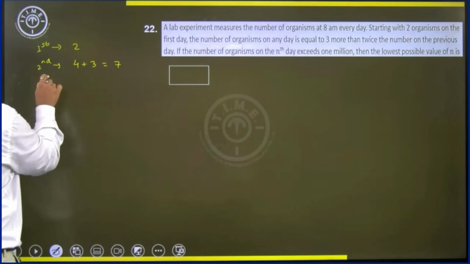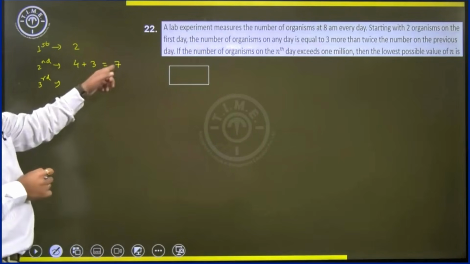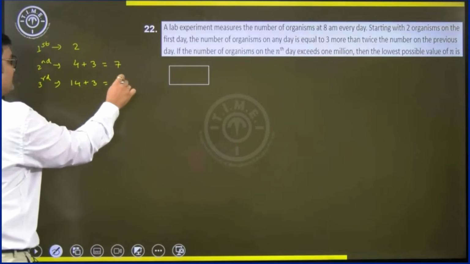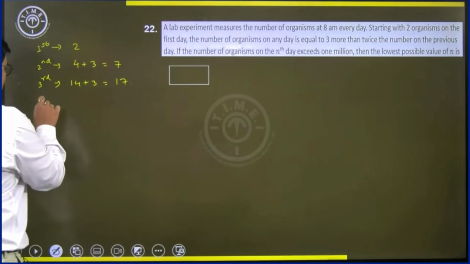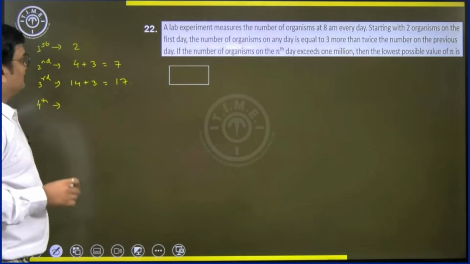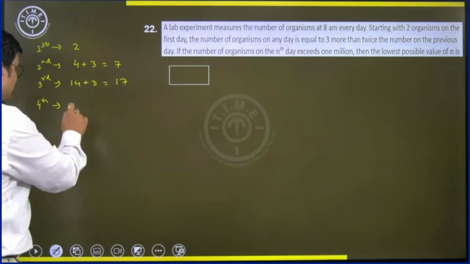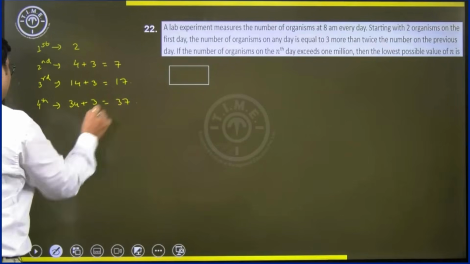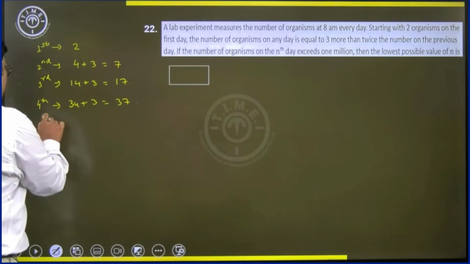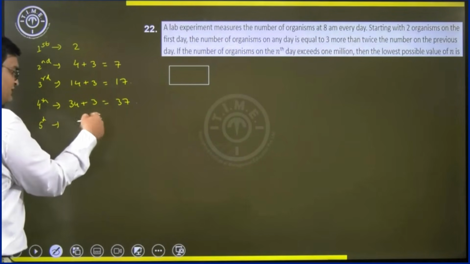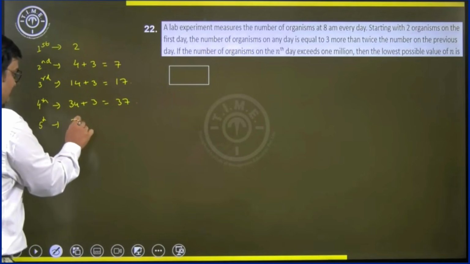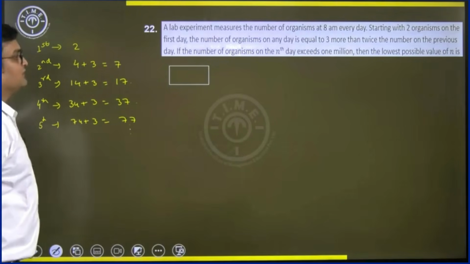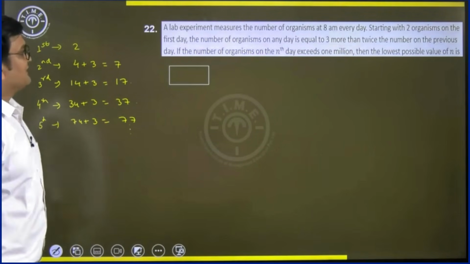On day 3, twice of this plus 3 more, it is going to be 17. Similarly, 4th day will be twice of this, 3 more, 37. And likewise, it will go on and on. 37 double is 74 plus 3, 77, and so on. Now, this way the number of organisms increase.